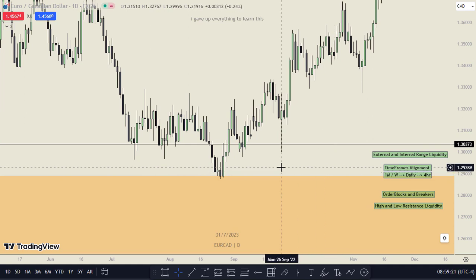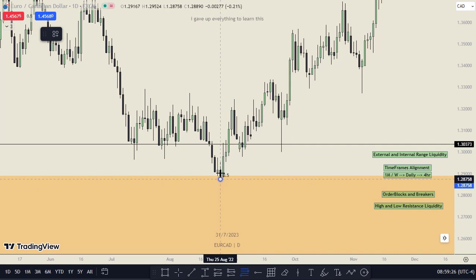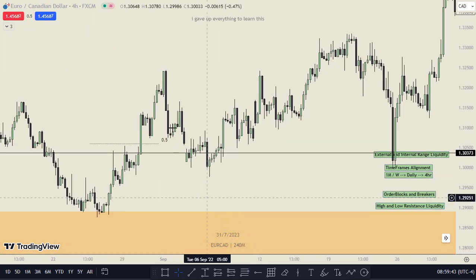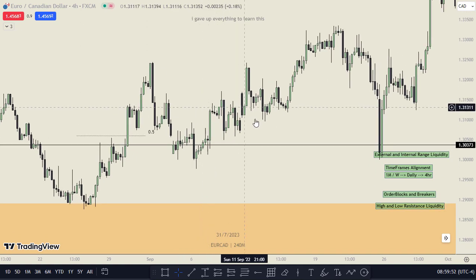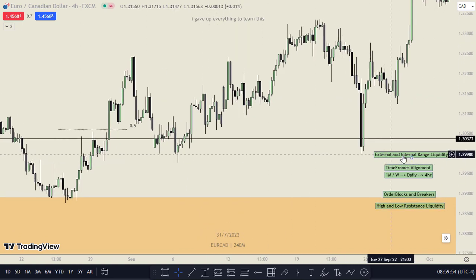So let's go to the 4-hour time frames and look for entries from discount of this leg right here. So you can see price is retracing to the discount. We have nothing here, and then we have what? A market structure shift to the upside. So now we have used external and internal range liquidity concept. We have used time frames alignment. So the monthly is bullish, right? The daily is also bullish, and the 4-hour is turning bullish here.